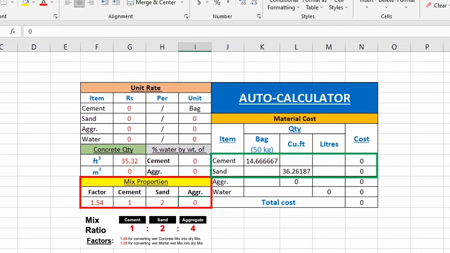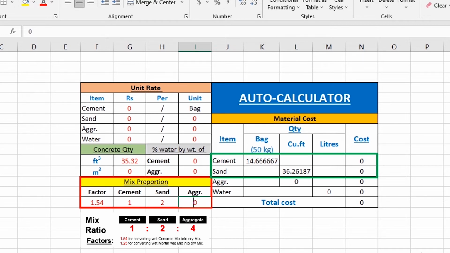Just observe, we have not entered a value for aggregates, but still the required number of cement bags and quantity of sand has been calculated, because the auto calculator considers it as cement mortar in the ratio of 1:2, which means 1 part of cement and 2 parts of sand. This way, you can estimate the quantity of materials needed to prepare cement mortar.